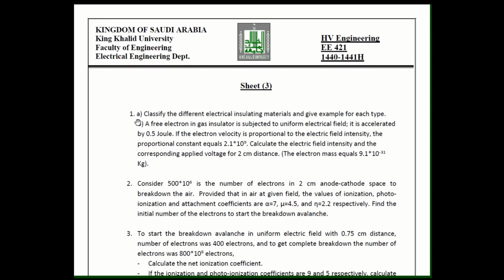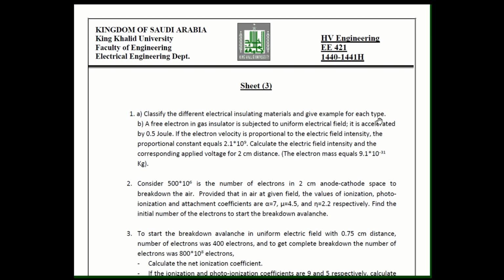Okay, and the calculator, as usual, I want you to practice doing calculations. So let's start with question 1. This week I will explain questions 1, 2, 3 and 4 from this tutorial, and next week we will complete questions 5, 6 and 7. So let's start with question 1. Classify the different electrical insulating materials and give an example for each type.